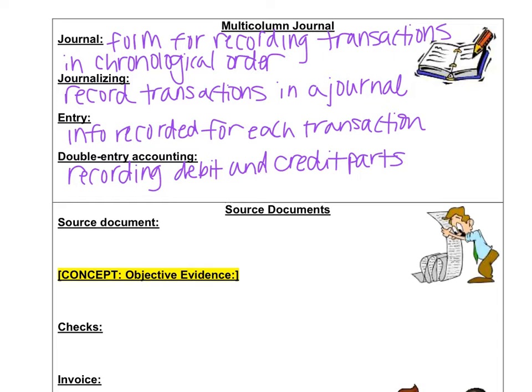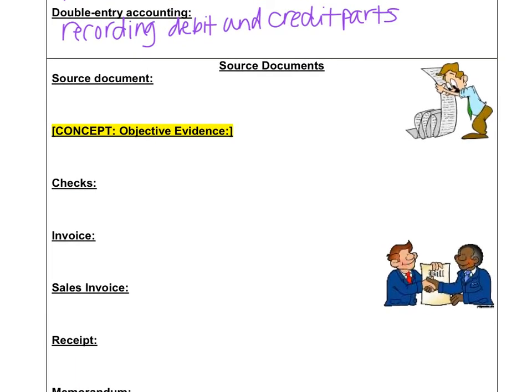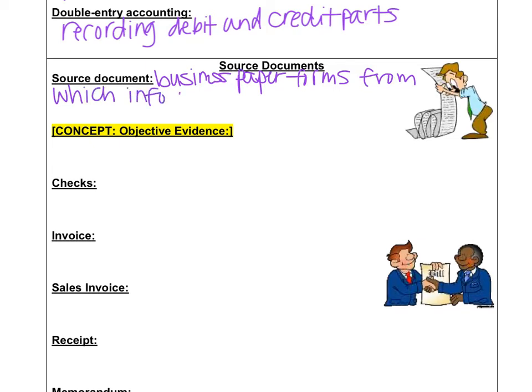I'm putting all of these notes together for lessons 1, 2, and 3 of this chapter because it all just kind of goes together. Let's go ahead and scroll down to source documents. Source documents are business paper forms from which information is obtained.